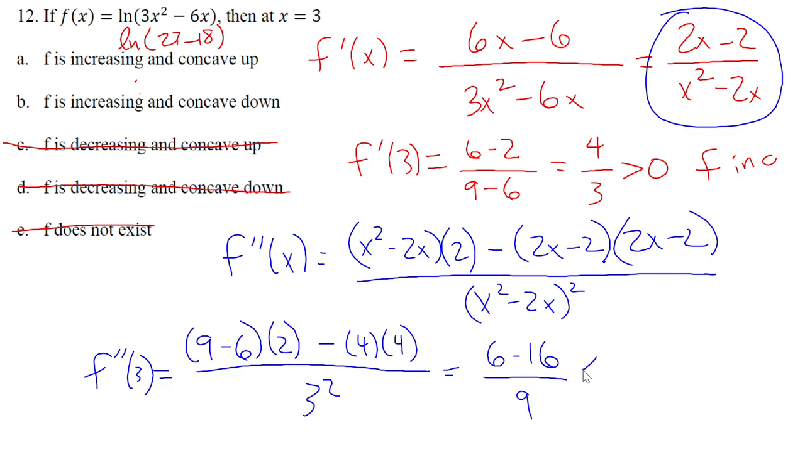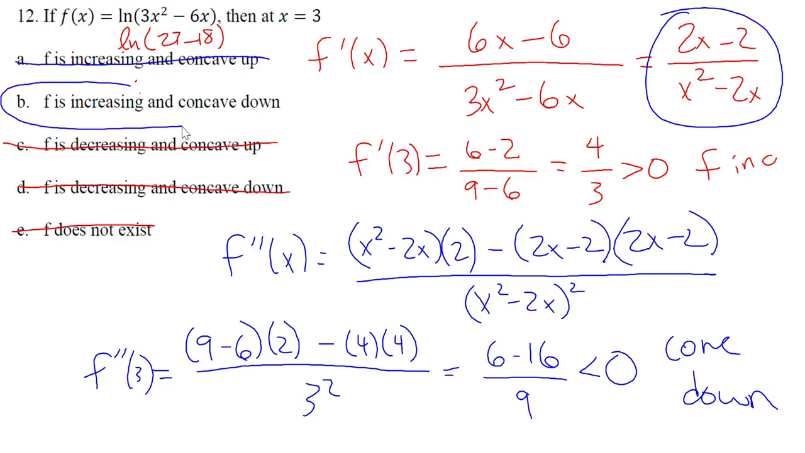Well, 6 minus 16 is clearly negative. I don't need to worry about doing the rest of this. It tells me that it's concave down. I don't need to simplify any further. All I care about is the sign, which means that the answer is choice B. F is increasing, and it is concave down.